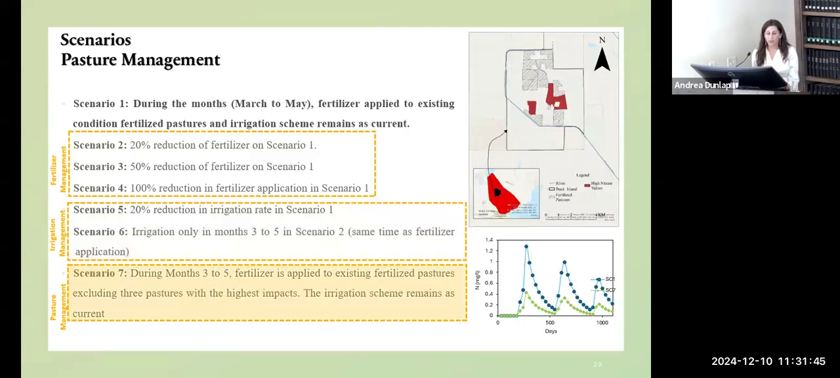So the third group was the pasture management. Here, the ones in the dark reddish color are the pastures that had the highest nitrate impact. And then we stopped fertilization in those pastures to see what the impact would be on the groundwater nitrogen system. So we will see that the nitrogen was reduced substantially in the groundwater.